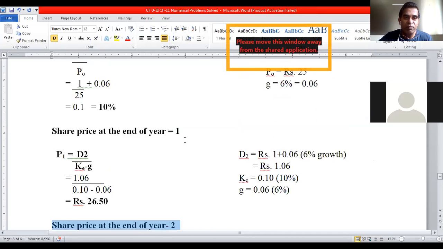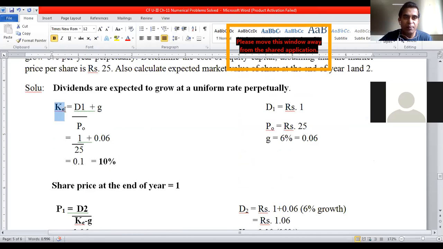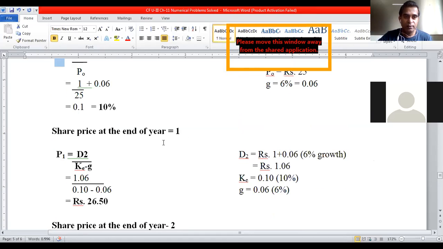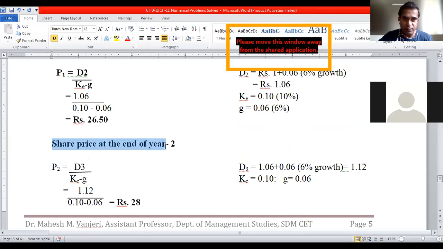Now what we found: first we found the cost of equity capital, then we found the share price at the end of year 1, and the equity share price at the end of year 2.